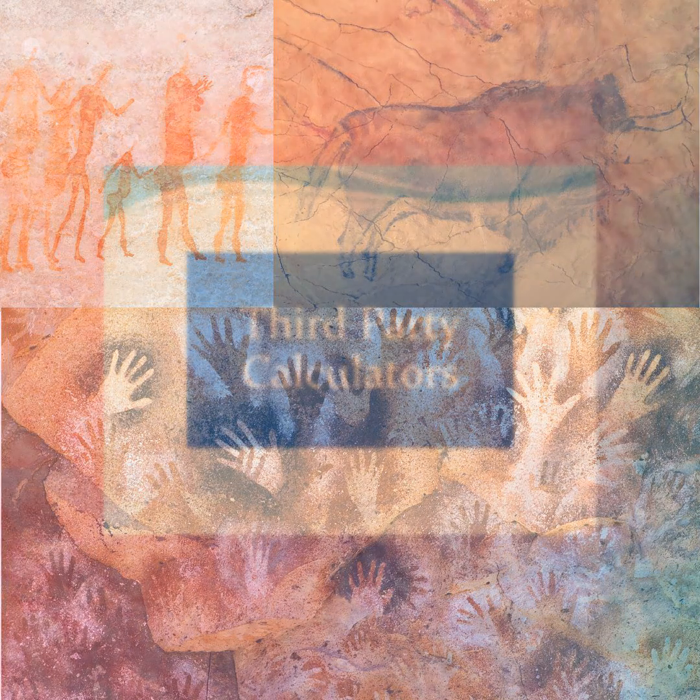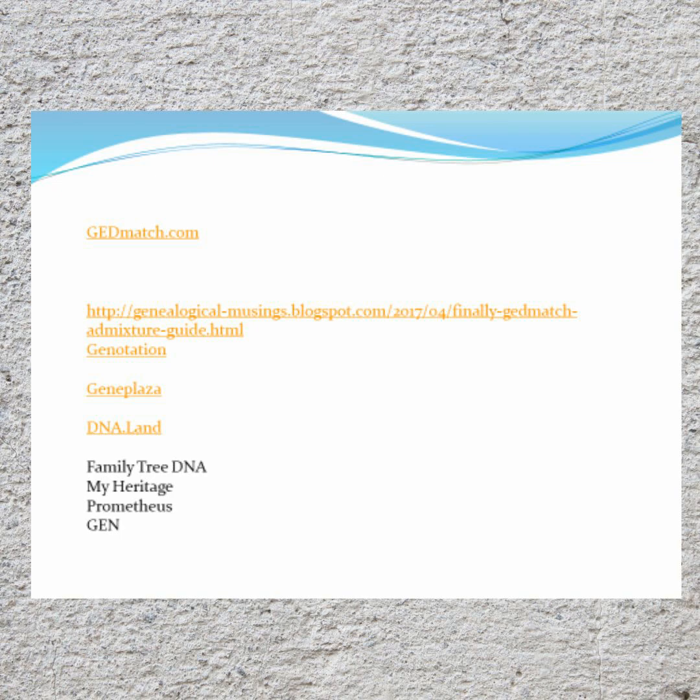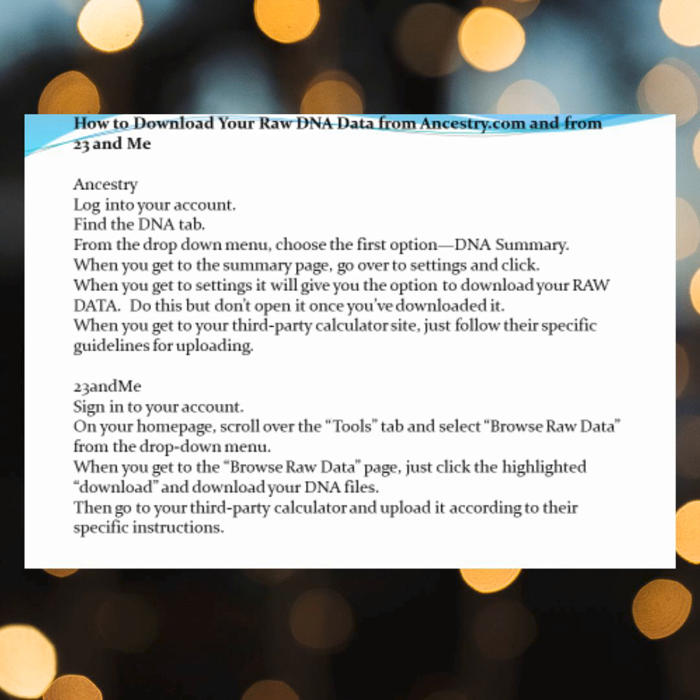Also, consider using a third-party calculator like GenomeLink or GEDmatch. I'm putting up here on the screen how to download your raw data from Ancestry and from 23andMe, so that you can download that raw data, and then you can go over to gedmatch.com, or you can go to Genotation, Gene Plaza, or DNA.land, and you can upload your DNA there. And those calculators at GEDmatch are amazing.